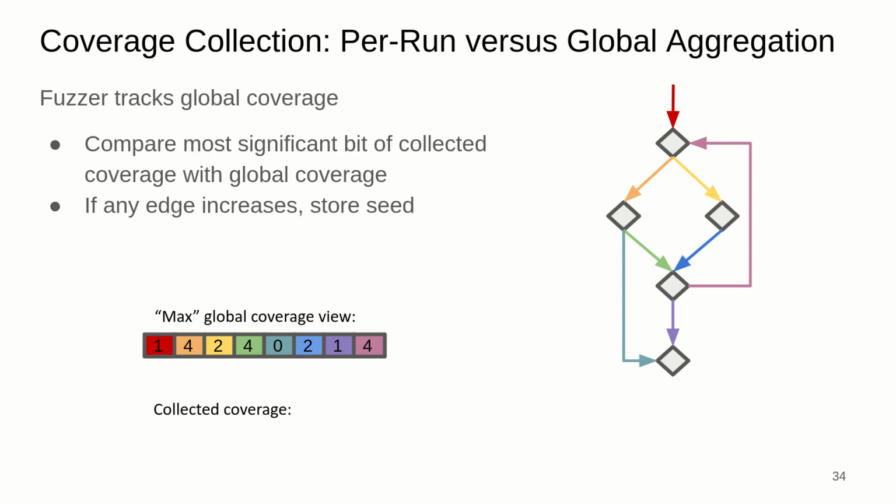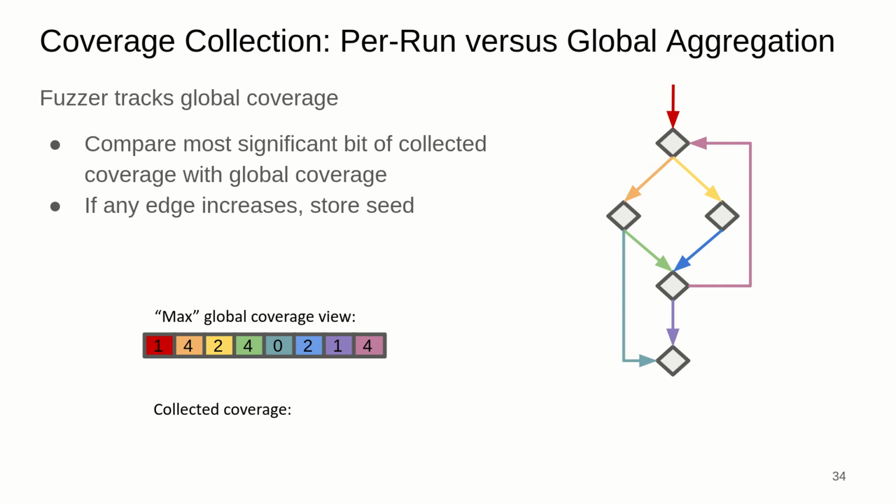The fuzzer collects this coverage information for each run and then compares this to a global aggregation of fuzzing, as the fuzzer tracks the global coverage that has the maximum amount of coverage that has been seen. Now, instead of collecting and keeping the precise coverage, the fuzzer generally approximates this as the topmost bit. So for each edge, it stores a counter where the topmost bit that has been seen across all the inputs is stored. If any edge increases, then you store the seed for further mutation because you want to limit the amount of new seeds that you store.